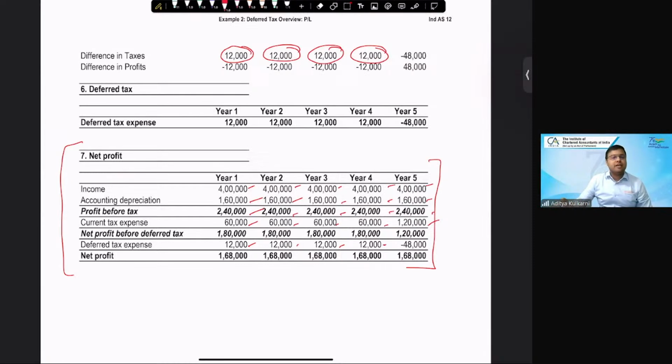And in the 5th year, what will happen? Asset is fully depreciated under accounting profit under the Companies Act. Asset is fully depreciated under the Income Tax Act as well. So therefore, whatever is the accumulated deferred tax liability that was there, I am now discharging it entirely here. And therefore, I will reverse that DTL of 48,000. So therefore, the resulting net profit falls back to 1,68,000 per annum. Are we able to understand this?